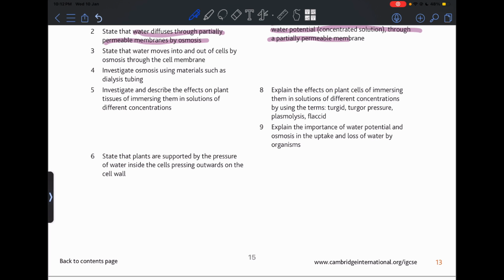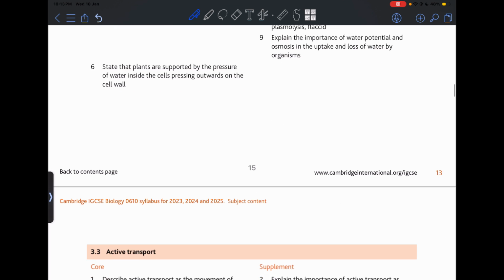You have to know that water potential and osmosis are used in the uptake and loss of water by organisms. So this is how the organisms take their water. And you have to also know that water potential is very important in the life of a plant. So if there is not a right water potential, then there is a problem that can happen with the plant.